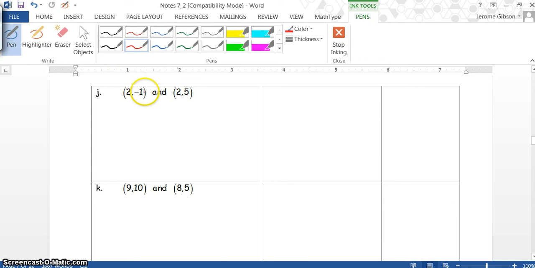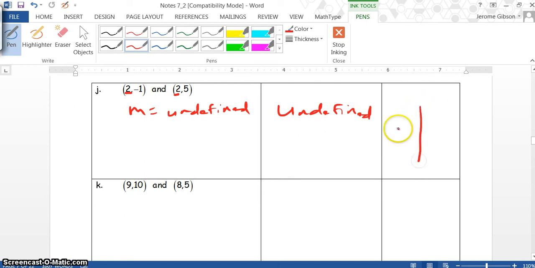Now we come here to J. Notice our x values are the same and our y's are not. So our slope is undefined. We can draw our undefined slope as a vertical line for the graph.